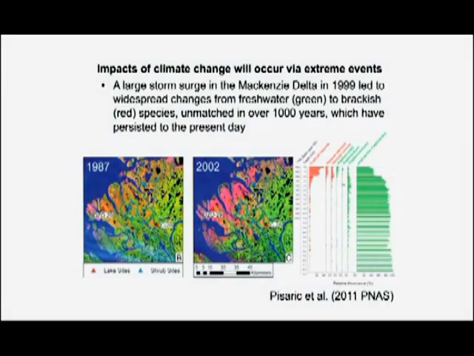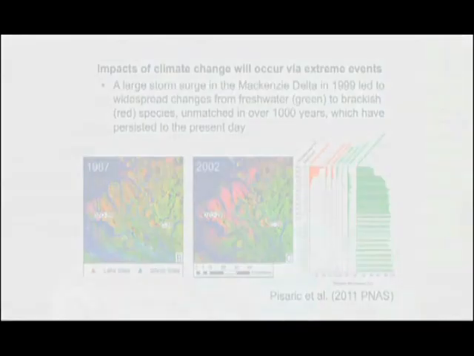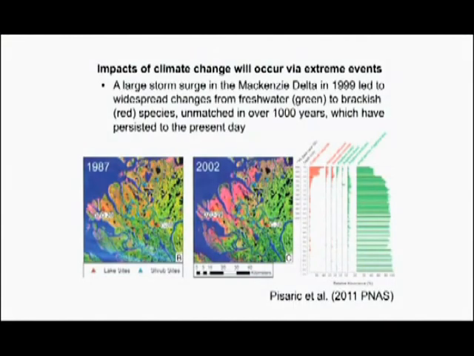And so they had a big storm surge in 1999. And this is a record from lake bed sediments going back 1,000 years. And these are different biological species. I can't tell you what they are, but the ones in green are freshwater species, and the ones in red are the brackish or saltwater species.